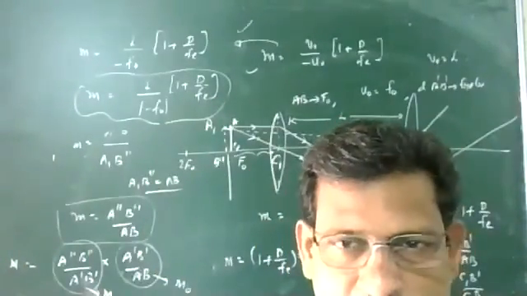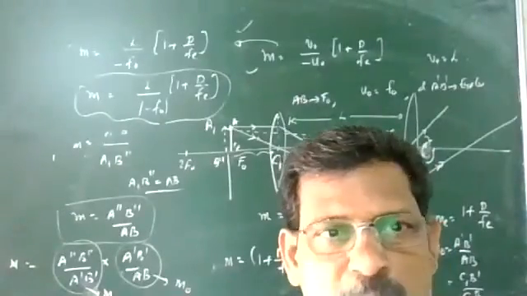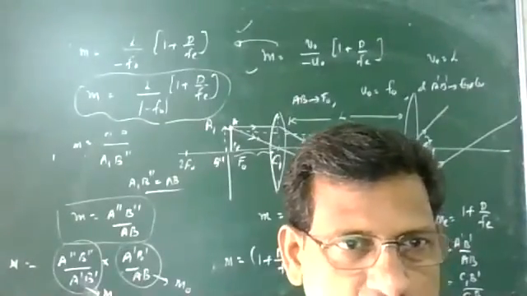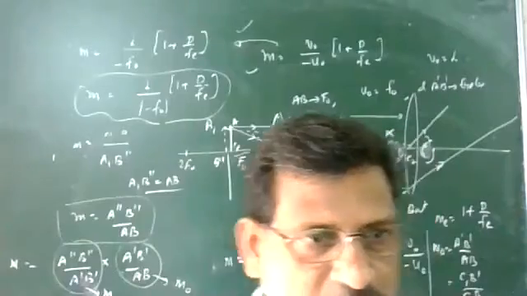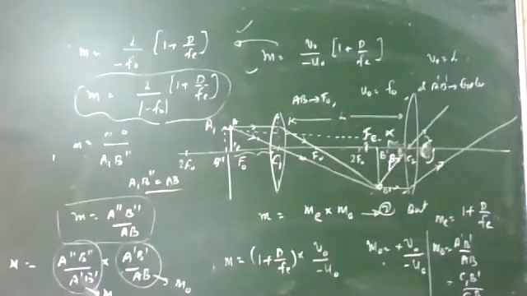Now the next point: compound microscope in the normal adjustment. Exactly the same way, a small change will be there in the diagram. When the final image is formed at infinity, what will be the pattern of the diagram?